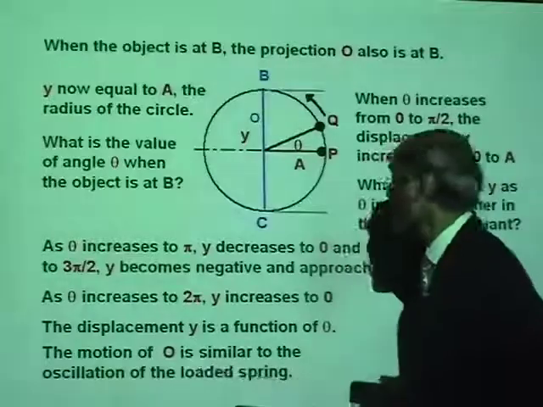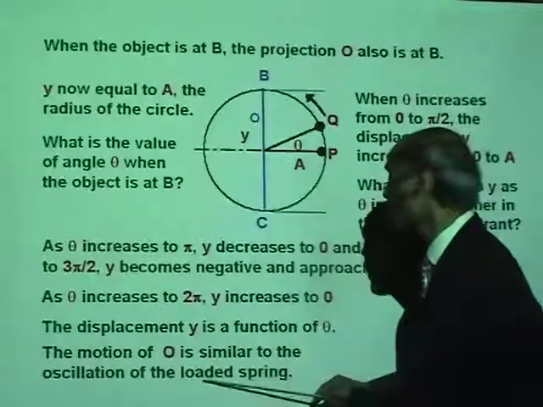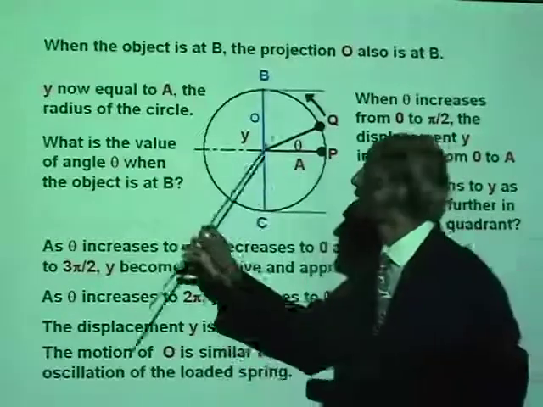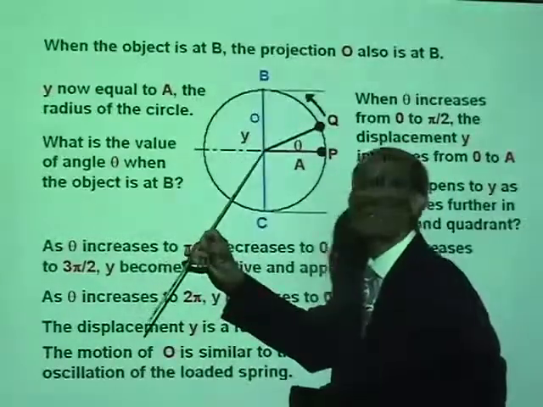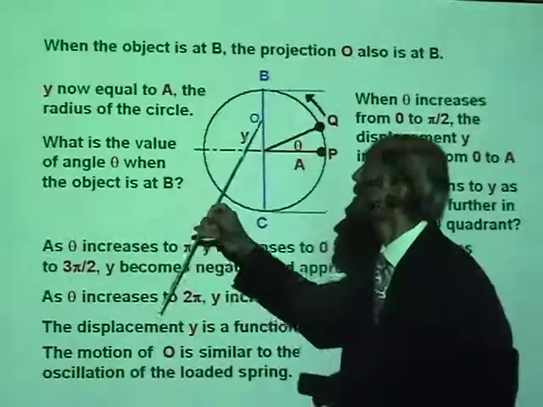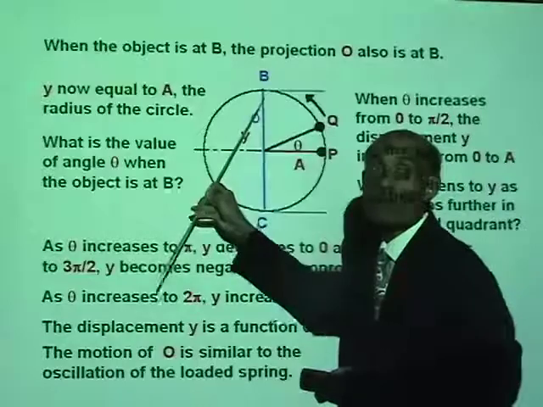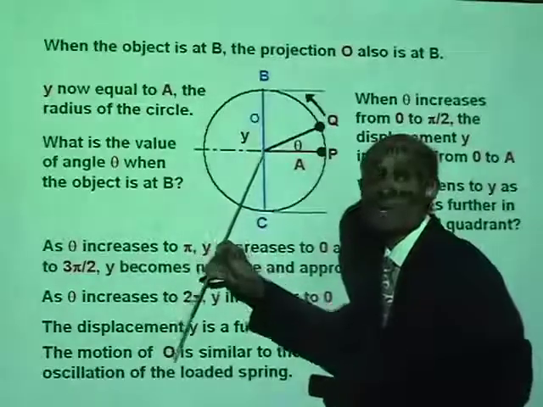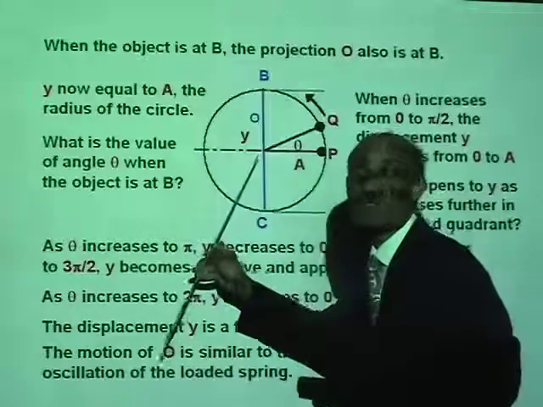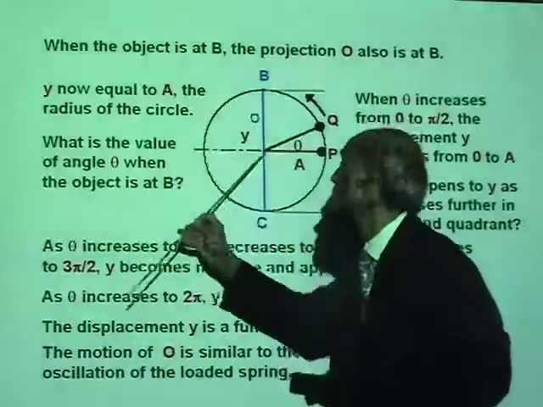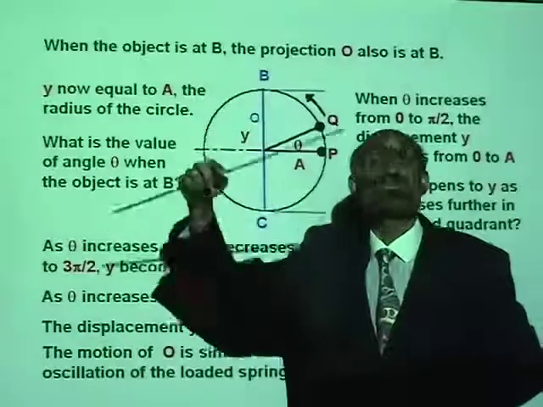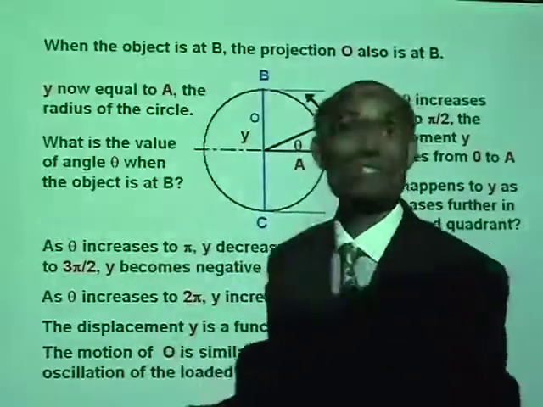The motion of O is similar to the oscillations of the loaded spring, isn't it? The projection O now, this is the equilibrium position of the O. It increases to the upper extreme, comes back to the equilibrium, moves to the lower extreme, comes back to the equilibrium. The motion of the projection is the same as the oscillations of the loaded spring.